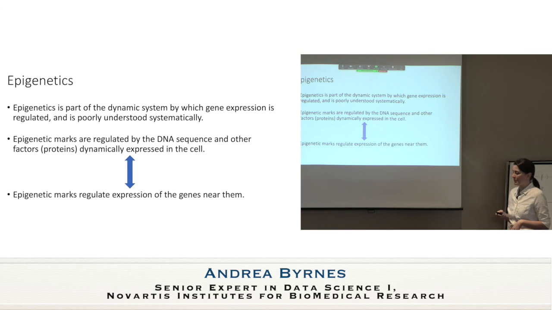So this is just kind of to wrap up our thoughts about epigenetics. This is part of a dynamic system in which gene expression is regulated. It's poorly understood systematically, but specific examples are decently well understood, and you can read papers and more about those specific examples. Epigenetic marks are regulated by DNA sequence and other factors. So proteins, but possibly other factors. And these things are all dynamically expressed in the cell. And so this gives us epigenetic marks that are regulating expression of the genes near them in real time.